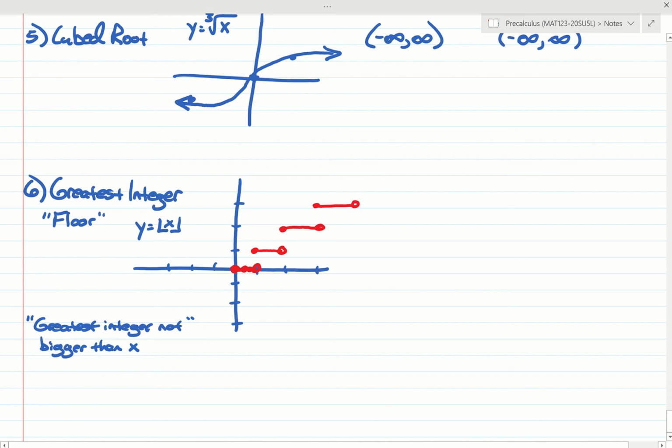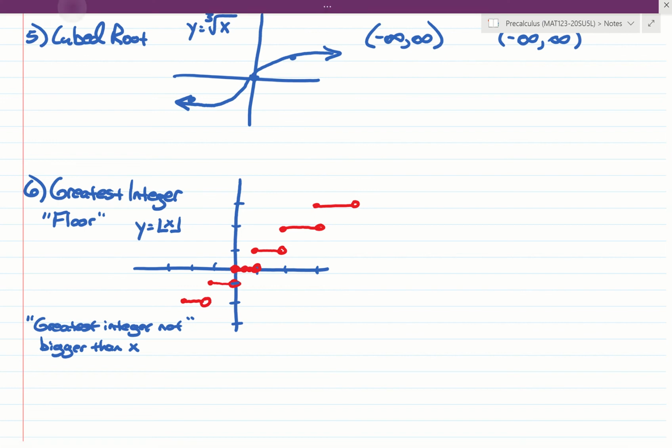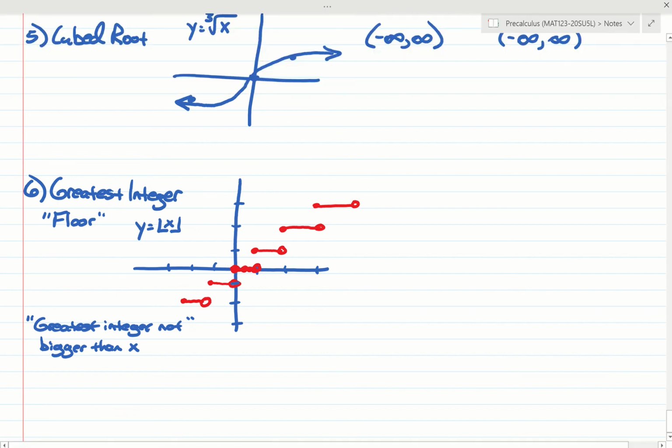Let's talk about the negative numbers. What's the largest integer not bigger than -1? -1, right? What about not bigger than -0.5? Well, 0 is bigger than that, so it's still -1 up until you get to 0, and then it jumps up. So you can see this graph, there's like a pattern behind it, and that's what the greatest integer function looks like.